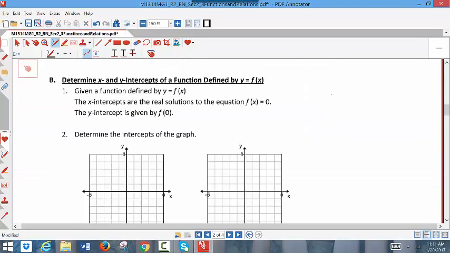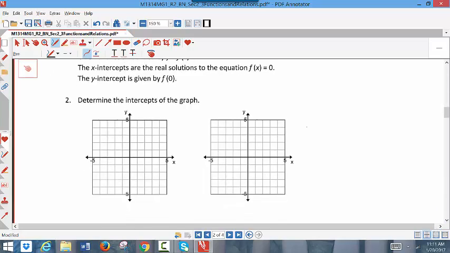Alright, part B, kind of a transition now out of function notation and out of functions and relations. Determine the x and y-intercepts of a function. Okay, what in the world are x and y-intercepts? Well, the best way to see an x or y-intercept is to view it from a graph. So suppose I create a graph here, and I'll just go ahead and draw a straight line between them.